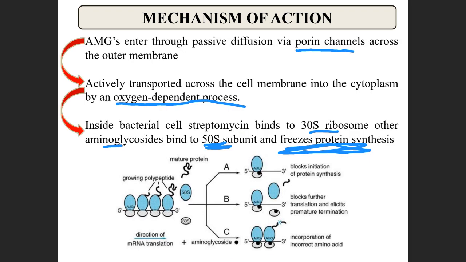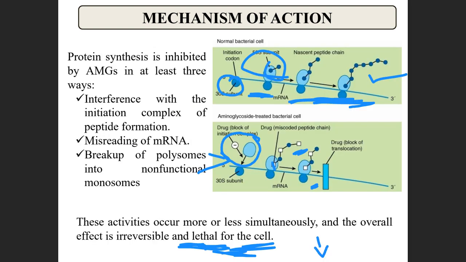So here, this is 30S, 50S. Here it is initiating the process of protein synthesis in this figure also. This is the first area, and blocking translocation, incorrect amino acid binding, where the breakage of amino acid takes place. And that is the factor that leads to it. That is the mechanism of aminoglycoside.